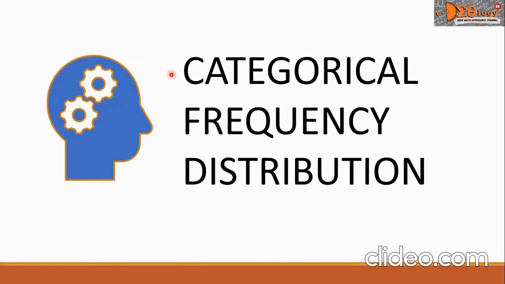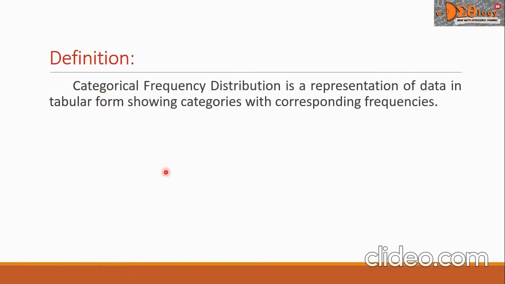Hi everyone. Today we're going to study categorical frequency distribution. Categorical frequency distribution is a representation of data in tabular form showing categories with corresponding frequencies.